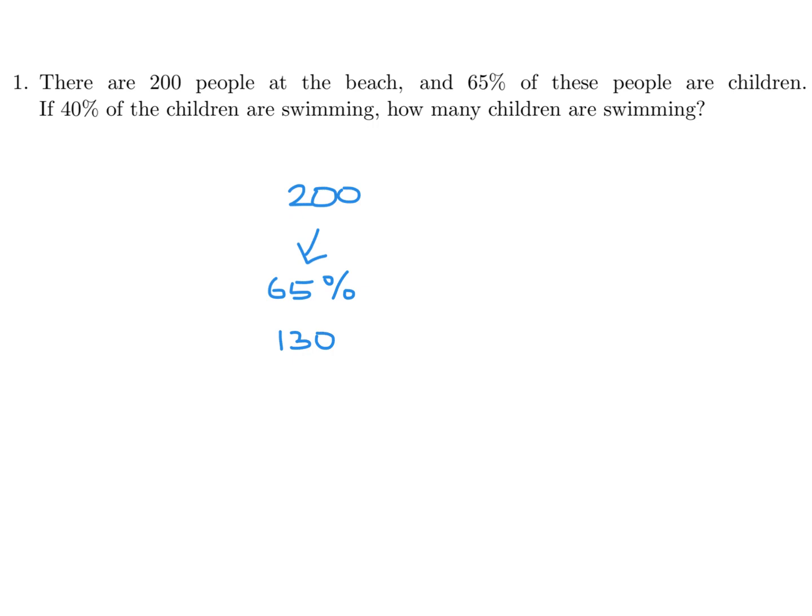Now, of those 130 people that are children, 40% of those are swimming. So 40% of 130, I believe, is 52. And that's it.